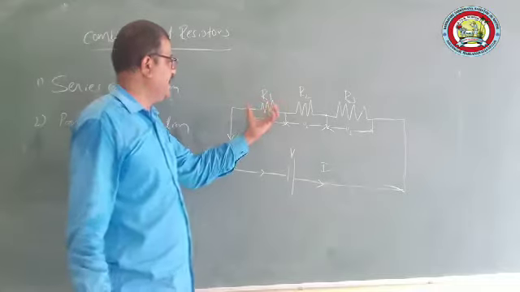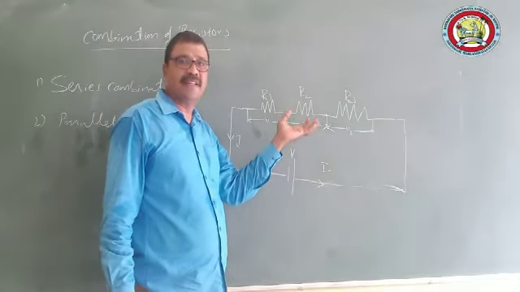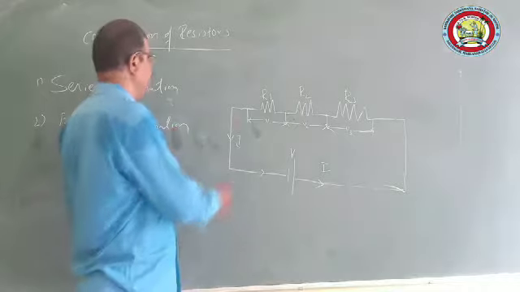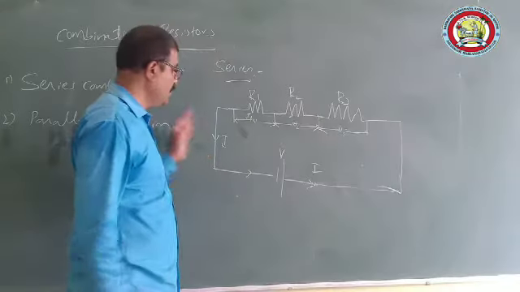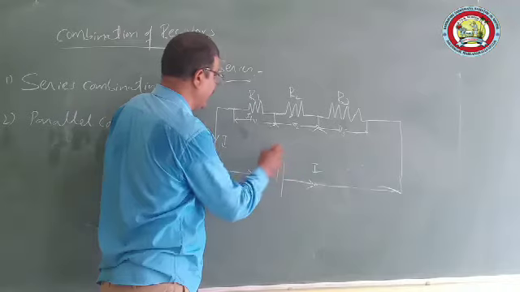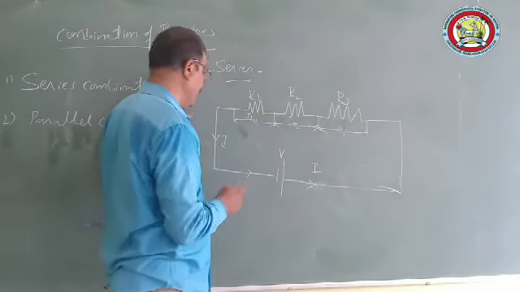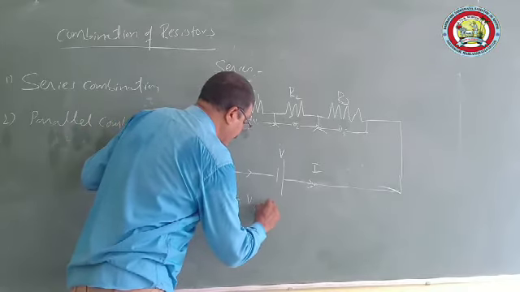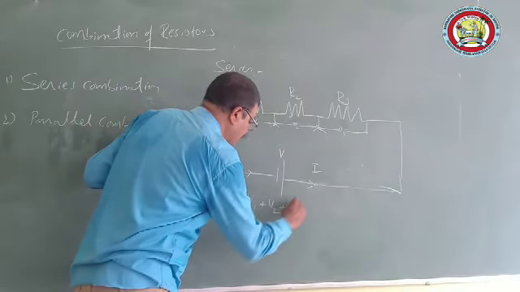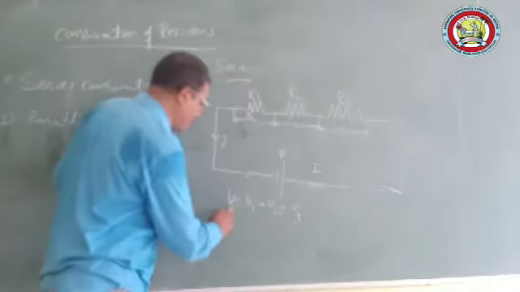Each resistor will have its own potential difference. That type of combination is called a series combination. So the total potential difference V is divided into three parts: V1, V2 and V3. So let me put it as V is equal to V1 plus V2 plus V3.